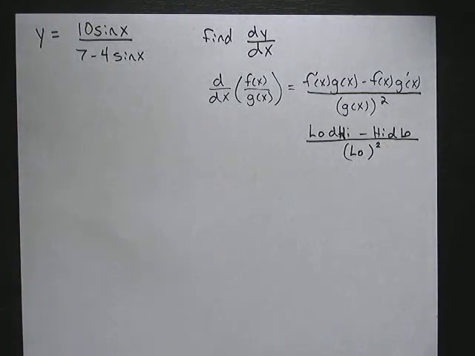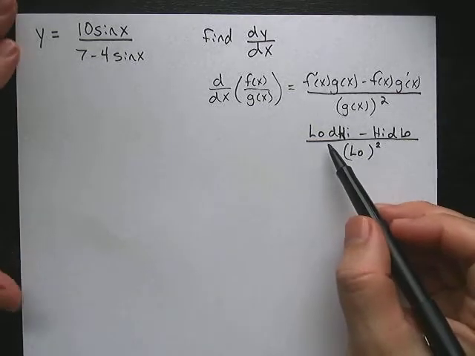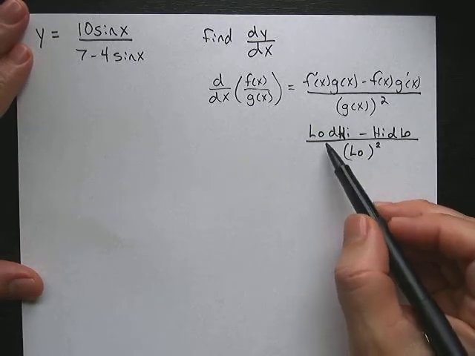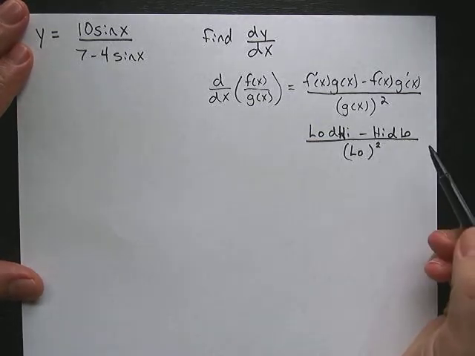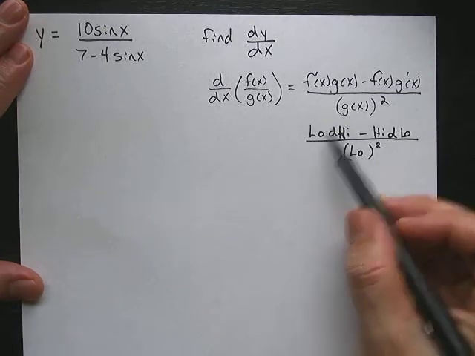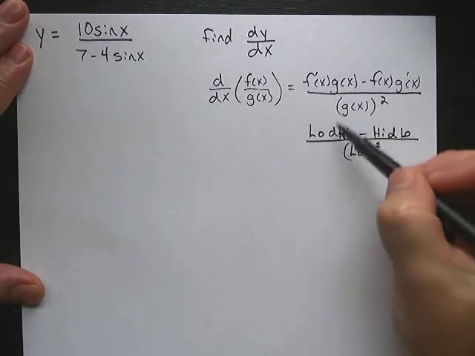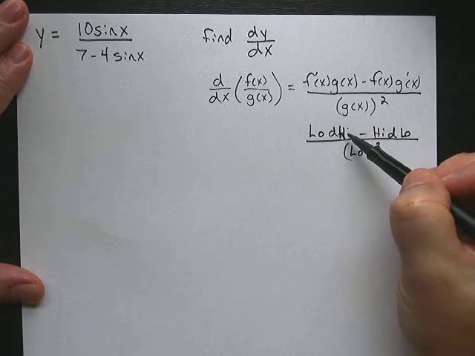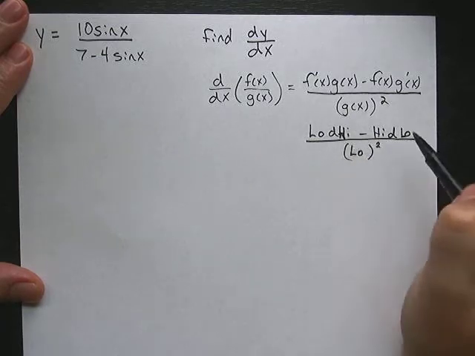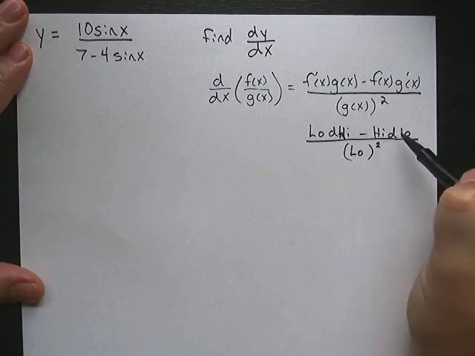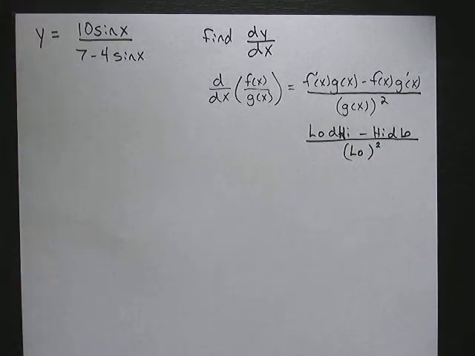divided by the bottom squared. Now, you've probably heard this before, but if not, a way that you can remember this if you're taking a test is low d high minus high d low over low squared. Low is the bottom function, that's g of x. D high is the derivative of the high function, the numerator. So low d high minus high, that's the top, times d low, which is the derivative of the bottom or the denominator, and then all over low squared, which is the denominator squared.